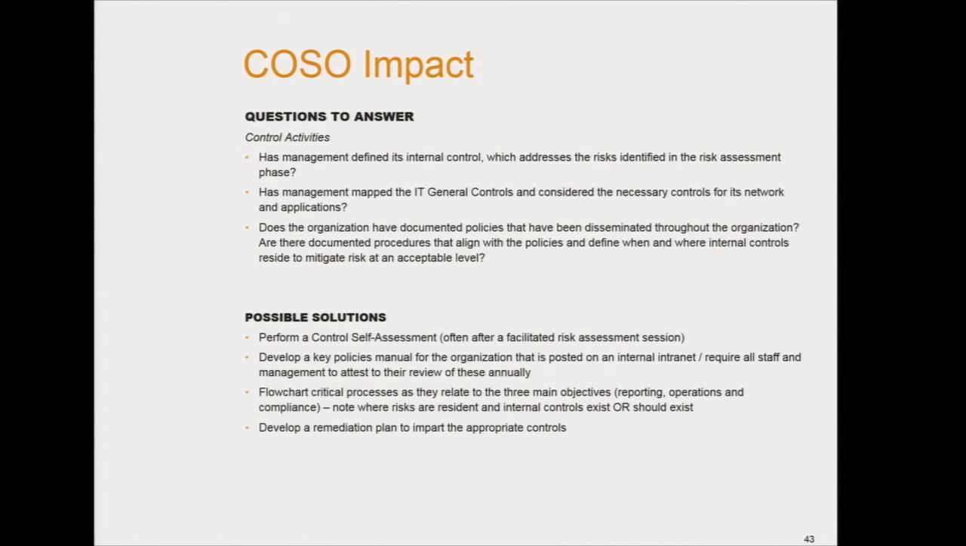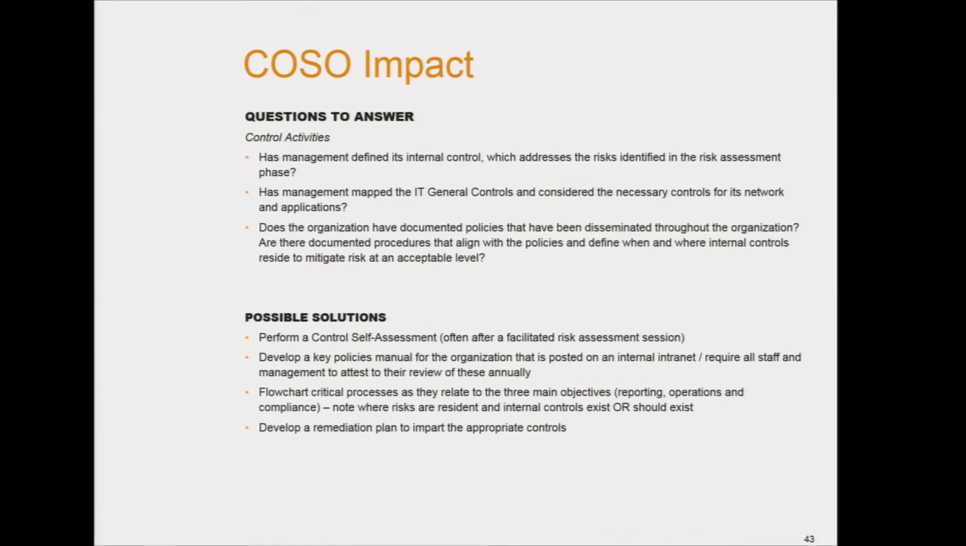Looking at control activities, thinking through whether or not management has defined its internal controls and that they are addressing the risks that were identified in the risk assessment phase. This is especially critical on the IT side. We focus a lot on general controls, which are the controls over getting into the system at the network level, in addition to the specific controls related to the individual applications that are managing the finances and tracking the TRIO grant activity. And then of course, we love documentation.